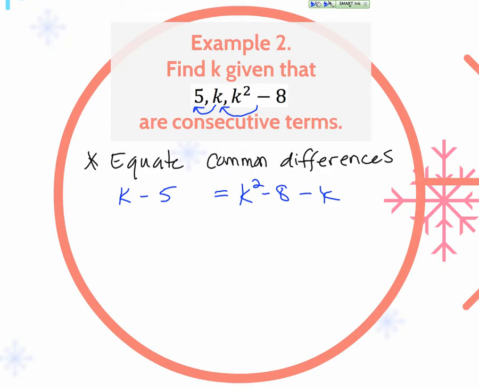So I'm going to bring this stuff over. I'm going to subtract k. So I'll still have k squared. A negative k minus k is going to be negative 2k. And then if I add the 5, I end up with minus 3.